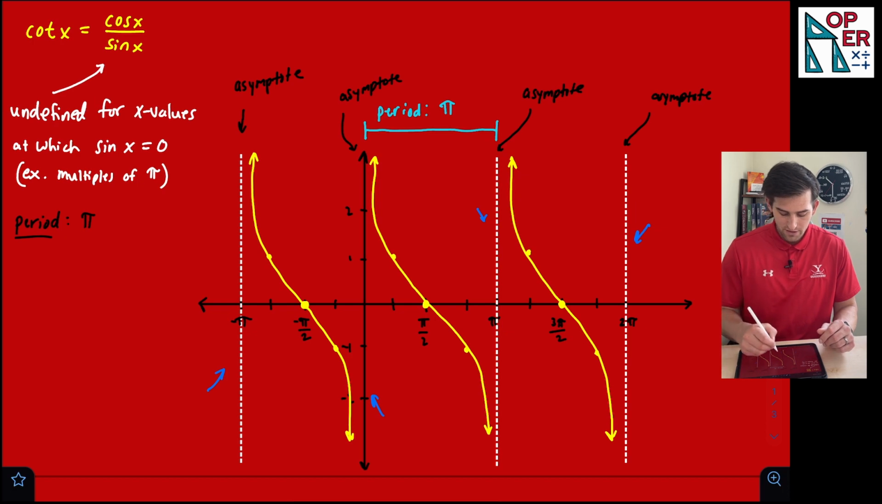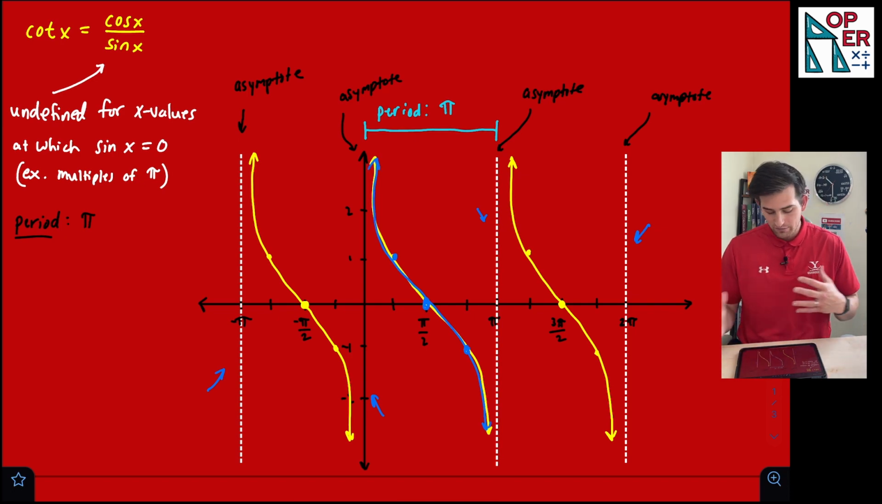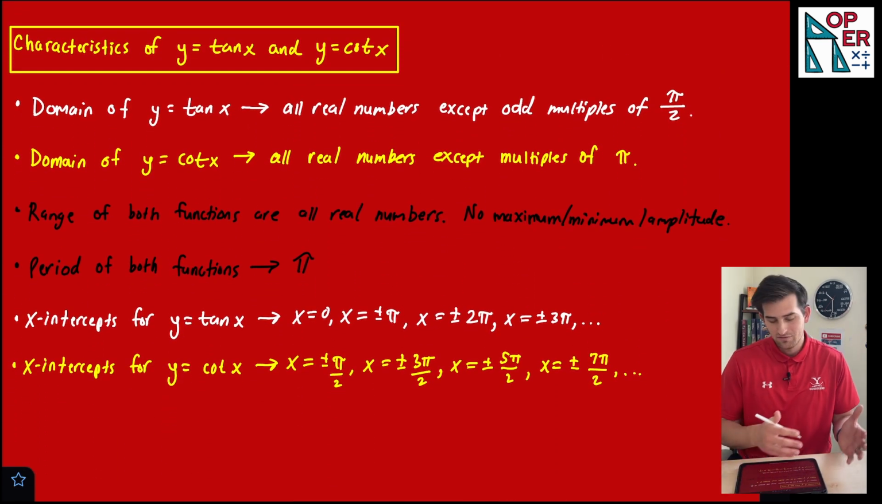We see some values here: pi over 2, 0. Then we have pi over 4, positive 1, and another point that we can use to make our graph. Once again, period is pi, and that pattern is going to repeat as we go. In this video, we're focusing on just some characteristics of these graphs. Like I said, in subsequent videos on the channel, we'll graph and look more in depth at these. But for right now, we're just talking about characteristics of tangent and cotangent.